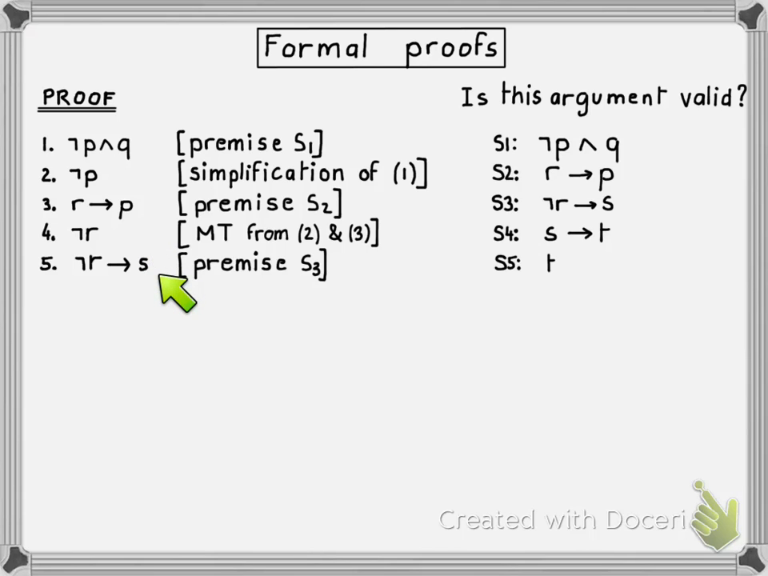Now, having proved that not R is true, as well as not R implies S is true, I can clearly apply the inference rule of modus ponens to propositions 4 and 5, and this is my next step in the proof. Therefore, we are now entitled to infer the proposition S by applying modus ponens to propositions 4 and 5 in our proof.